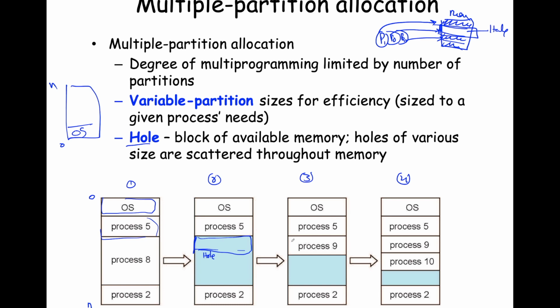And so now here's process 9, and it leaves another hole. The hole is a little bit smaller because process 9 took up some of that space from the original really large hole. And then process 10 comes along, it gets allocated a block, and now here's our remaining hole. And so in each case, we allocate memory in a variable way based on the size needs of the particular processes that need to be loaded into memory. And that leaves a hole, and that hole can also be of various sizes, and it grows and shrinks over time.